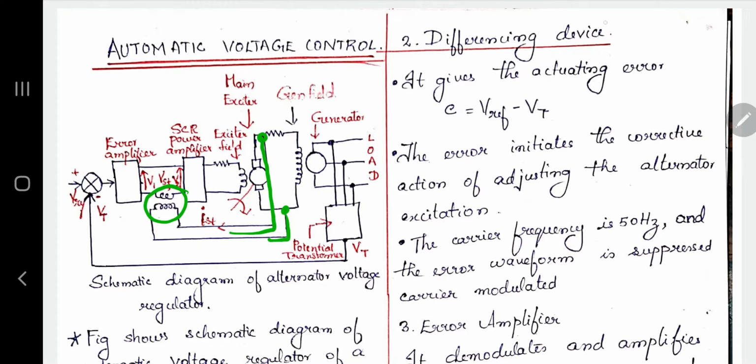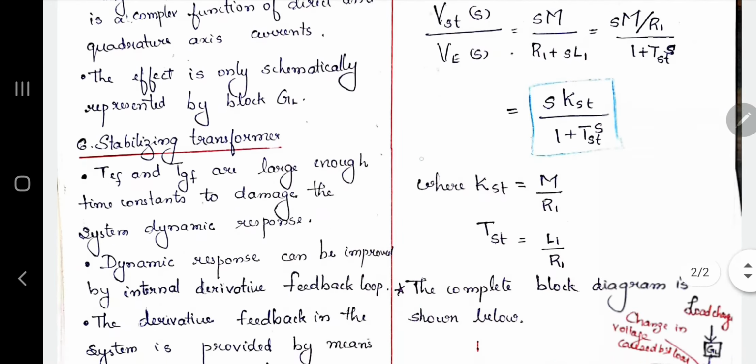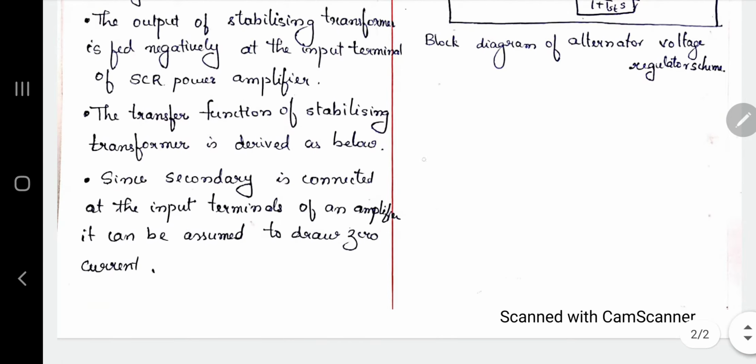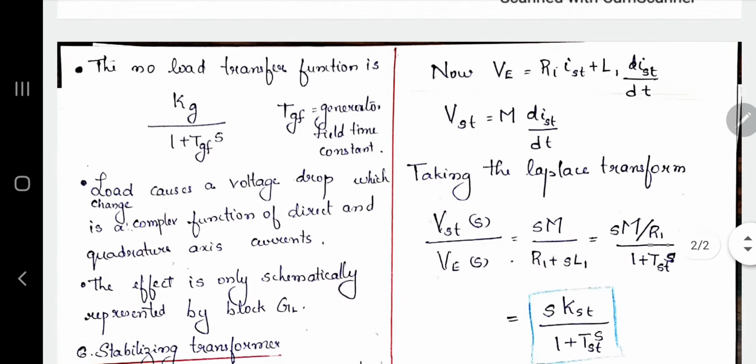Okay, and that is a derivative feedback loop. Now it is to improve the dynamic response of the system. Now the transfer function of the stabilizing system we are going to derive. The secondary of the stabilizing transformer is connected to the amplifier, and we are assuming that the amplifier is not drawing any current. So zero current is being drawn by the amplifier.